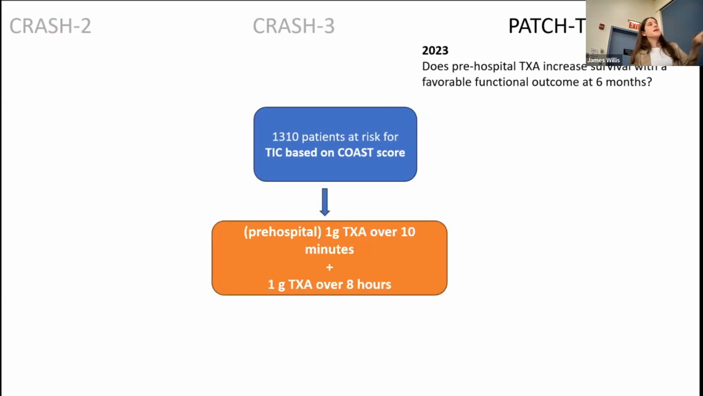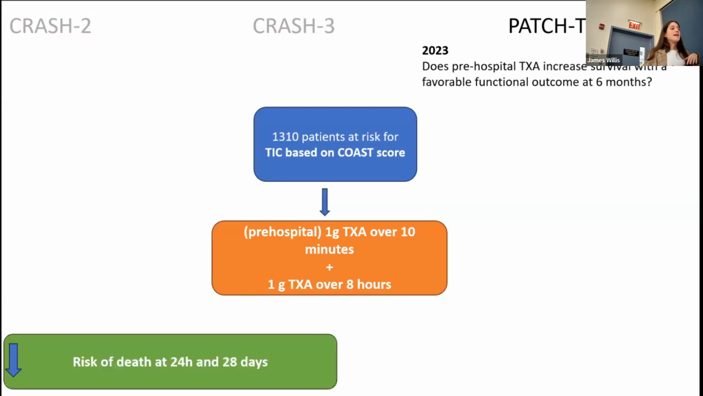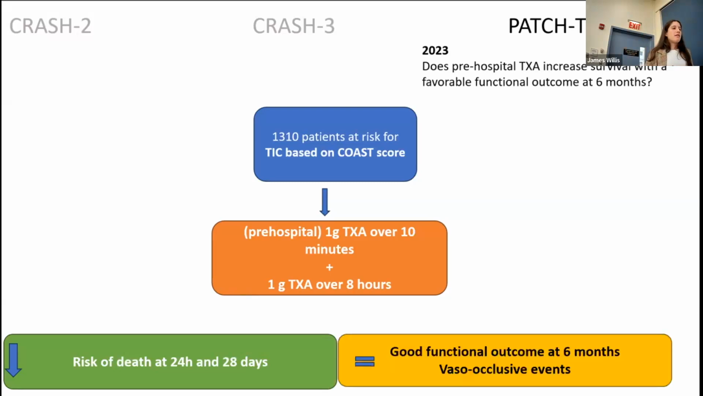using pre-hospital TXA. So this is before the patient actually comes to the hospital. The paramedic or the physician decided to give the first gram of TXA and then IV infuse it once they came in. They found a statistically significant reduction in mortality at 24 hours and at 28 days. So that's a pretty short time period from when that patient first presents. They also found no significant differences in good functional outcome at 6 months, which, as you remember, is the primary outcome for this study. Once again, showing no increased risk of vaso-occlusive events.